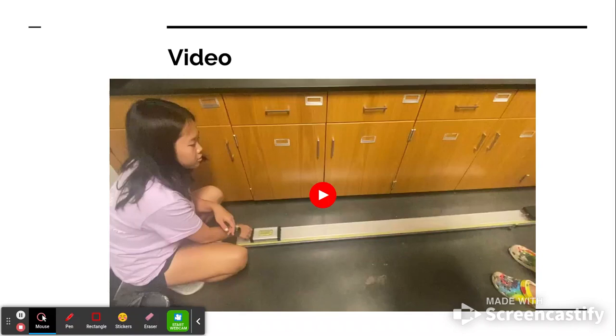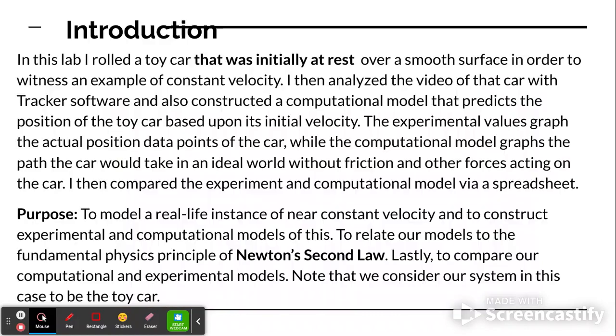The purpose of this lab is to model a real-life instance of near constant velocity and to construct experimental and computational models of this motion, to relate our models to the fundamental physics principle of Newton's second law, which states that net force is equal to mass times acceleration. And lastly, we compared our computational and experimental models to note the differences in them. I also wanted to state that we consider our system in this case to be the toy car and the surroundings to be everything outside that. So this is just the written form of that.